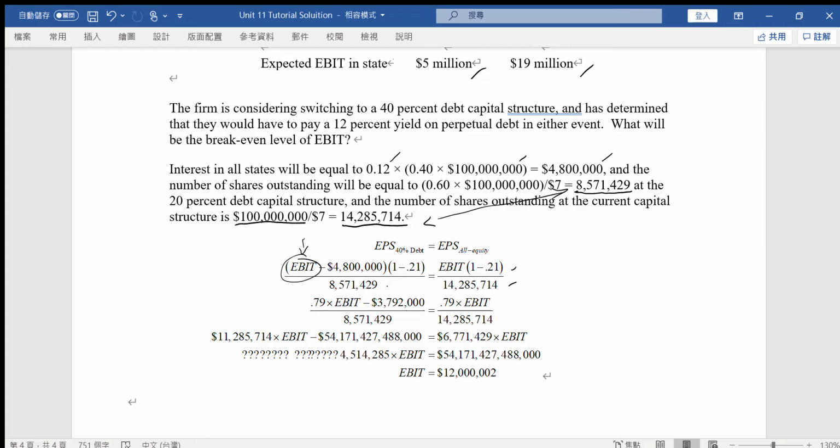14,285,714. Okay, we solve the equation, and finally we will work out that the EBIT is around 12 million, and that will give you the same outcome, the same earnings per share. There will be no difference if in the coming year the company just generates this amount of profit. There is no difference whether you finance 40% by debt or purely by equities. That is the approach to work out this break-even point.